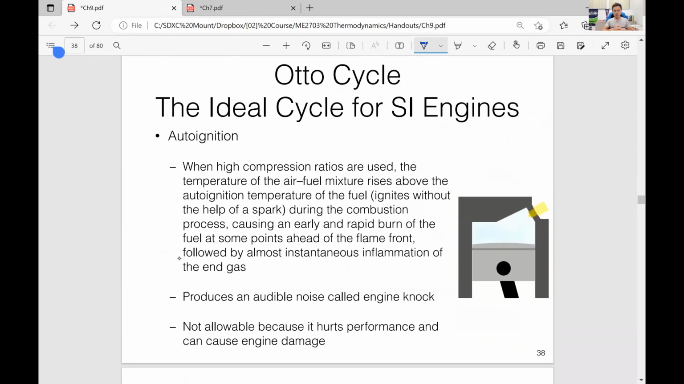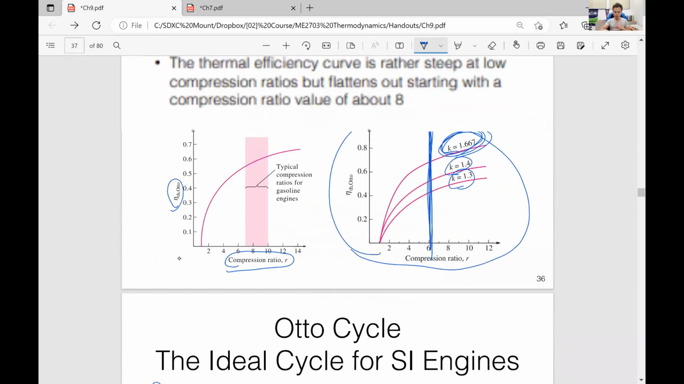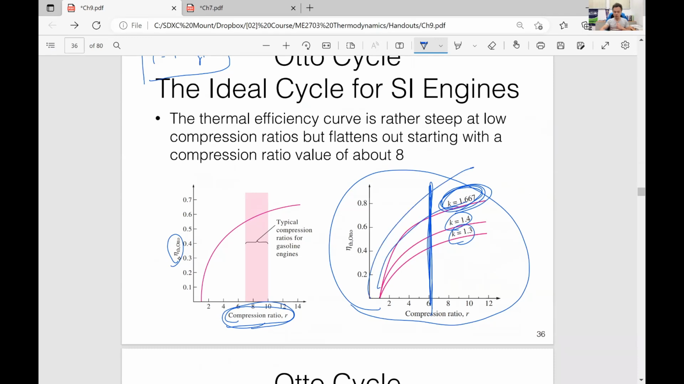Increasing the specific heat ratio is one way to increase the efficiency of an Otto cycle. Another way is to increase the compression ratio. Either increase the compression ratio or increase the specific heat ratio. Now you know the difficulties about increasing the specific heat ratio. Now let's look at the problems induced if you want to use a very high compression ratio.